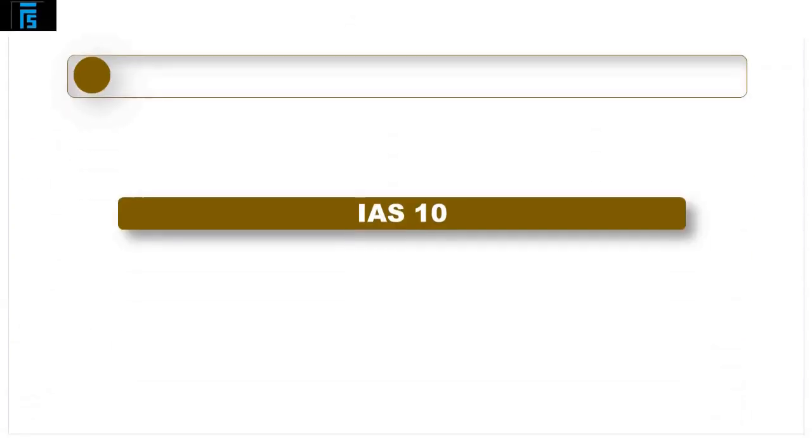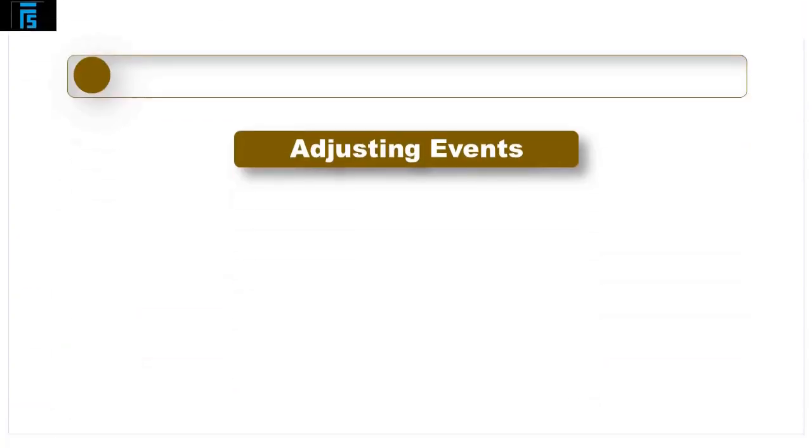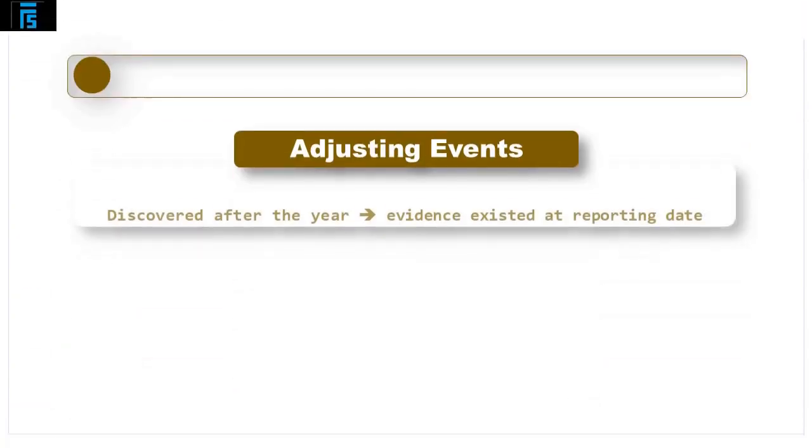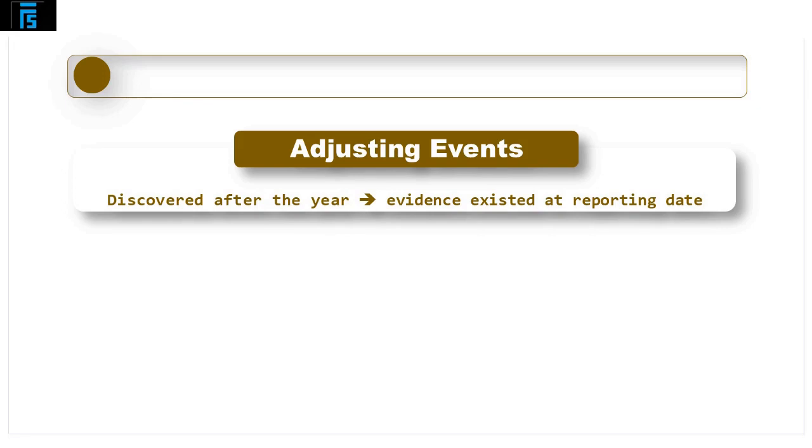IAS 10 states that there are two types of events that occur after the reporting period. They are either adjusting or non-adjusting. The definition of adjusting events are events that may have been discovered after the year, but where there is evidence that the conditions actually existed at the reporting date.